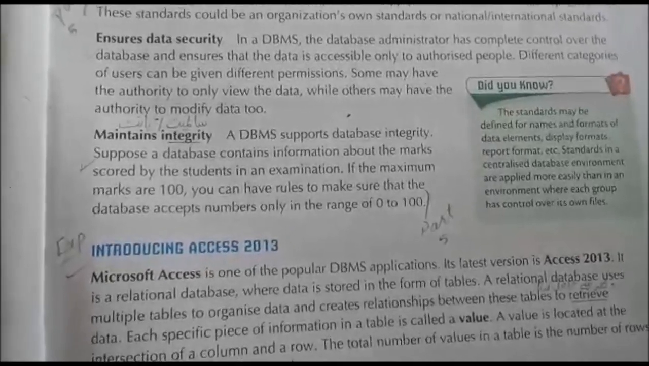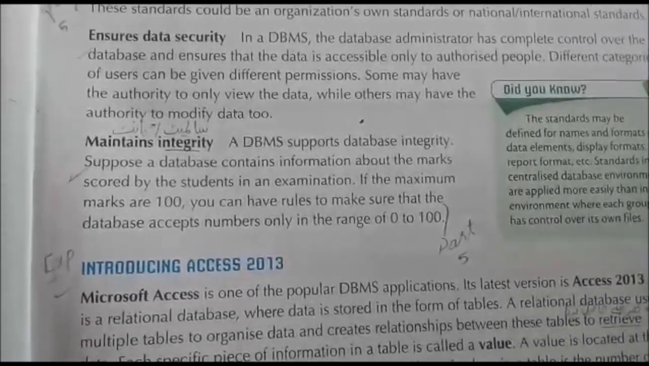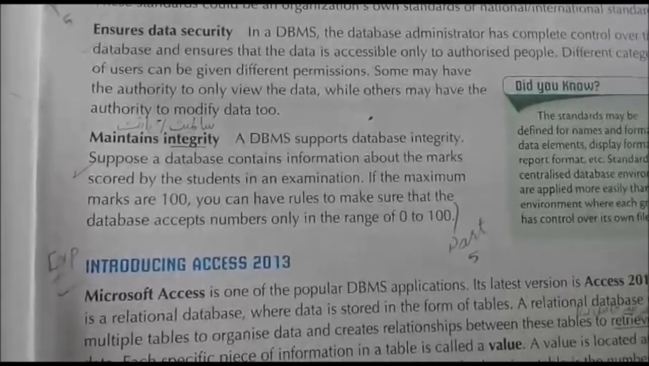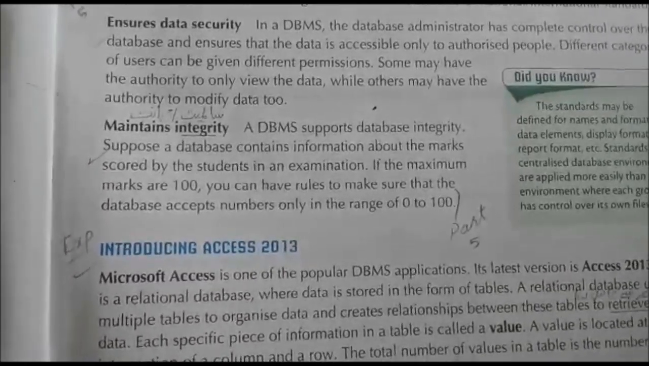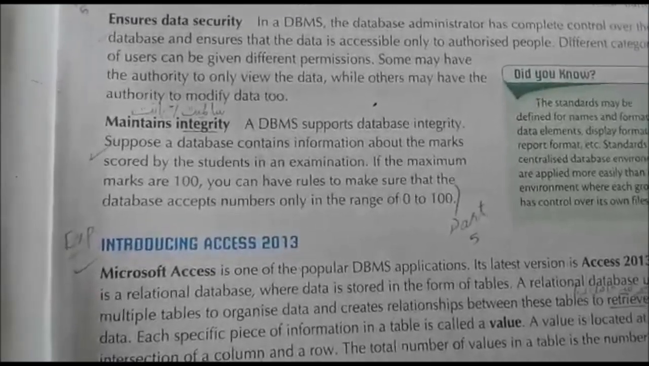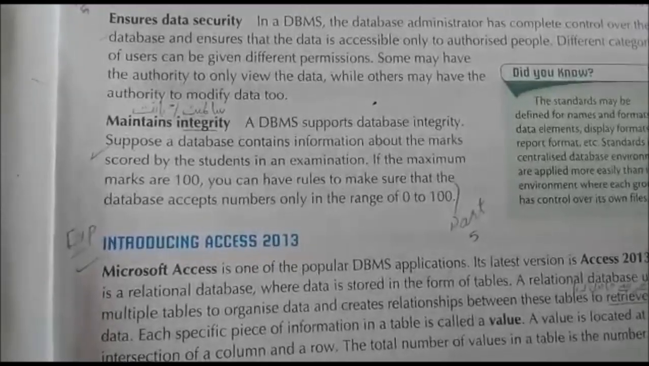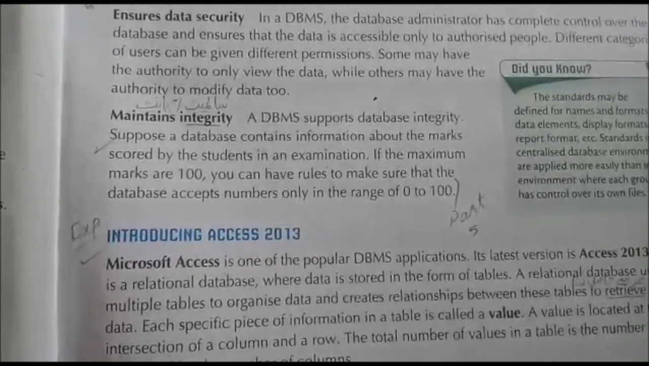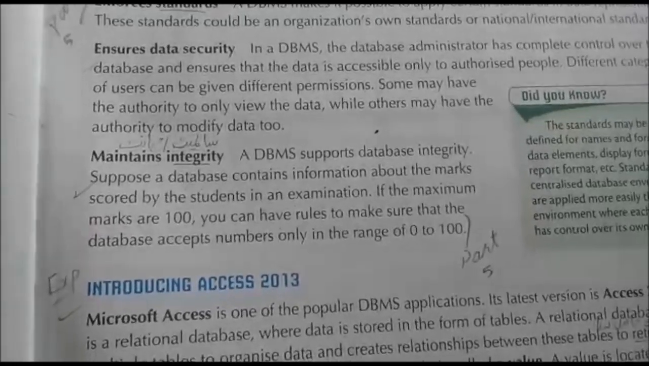The next and last function is it maintains the integrity. It means that a school has to make the result of students, and in that result the limit of the marks is 100. So you can add the limit up to 100. So no one can add the number more than 100 into it. For example, if a person added 101, it will show you the error because 101 is more than 100. So it will maintain the integrity of that information.